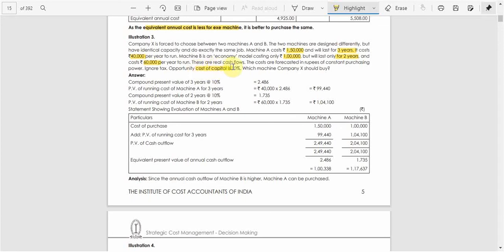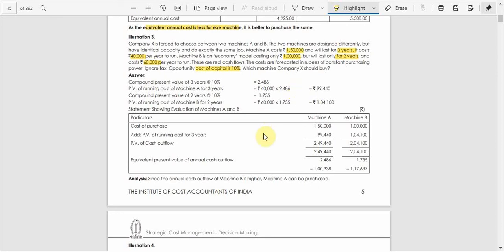So this is also important information for us. So the question is which machine the company X should buy. So that is the question. So in the question it is given the purchase value of the machine, the maintenance cost of the machine, and how many years it will run. So these are the three pieces of information given in the problem. So we have to choose which machine is the best one, right?